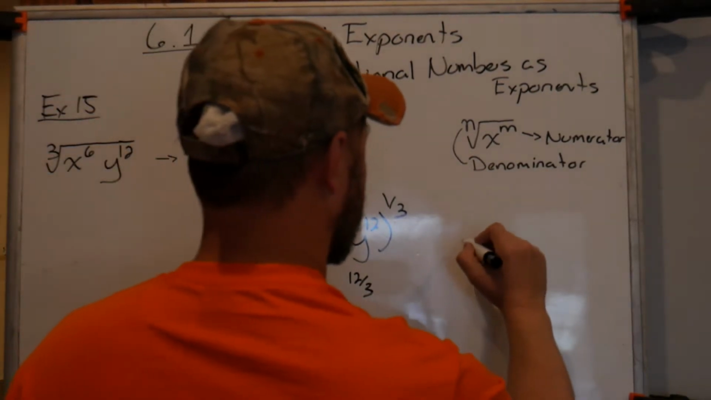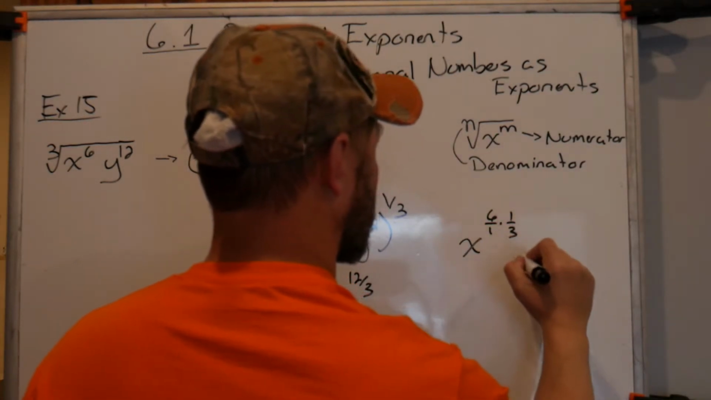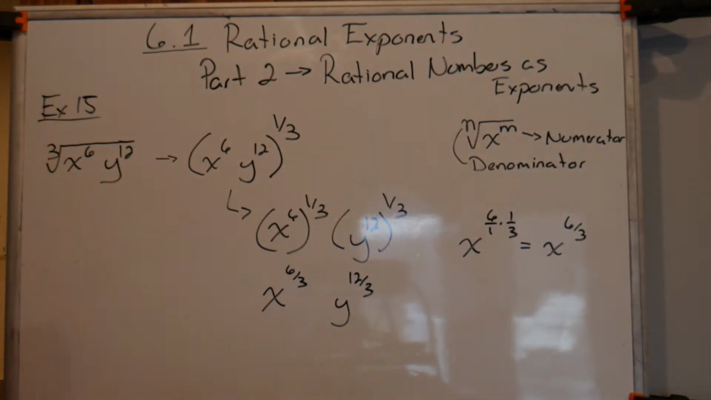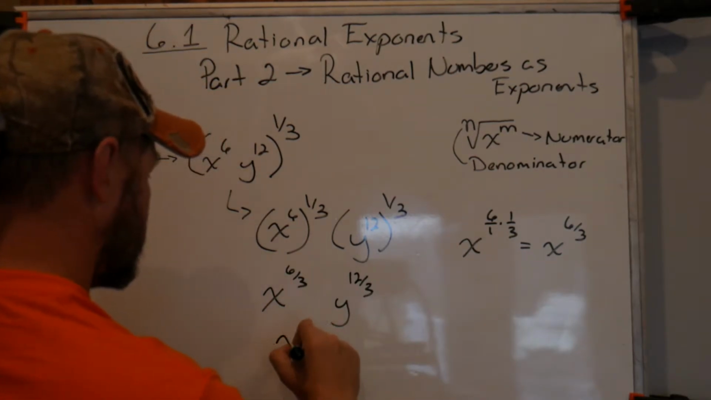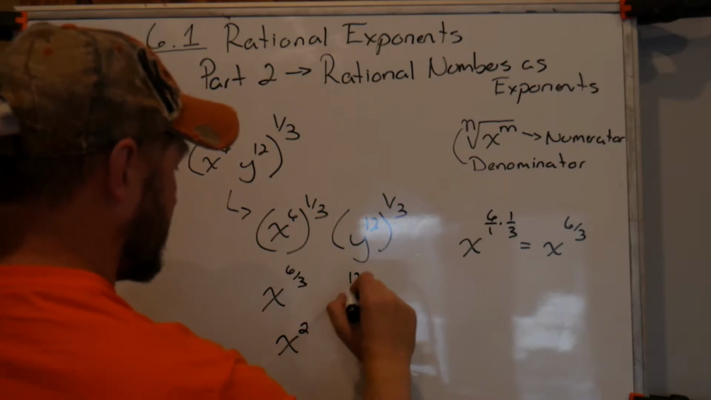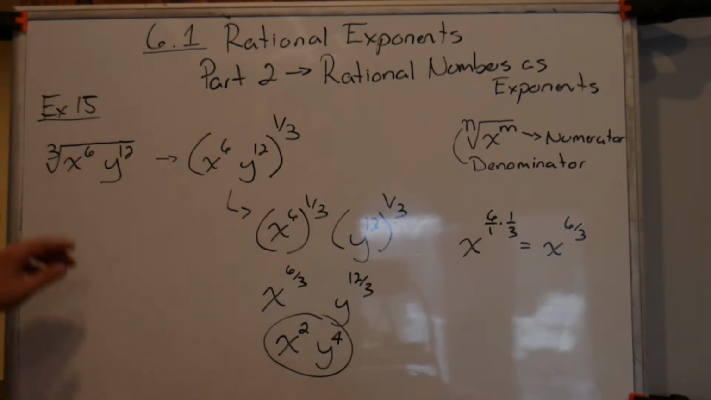I'm just taking x to the 6/1 times 1/3 equals x to the 6/3. That's what they're doing with it. Once you get that, you know that x to the 6/3 becomes x squared, y to the 12/3 becomes y to the 4th. You could have done that up here.